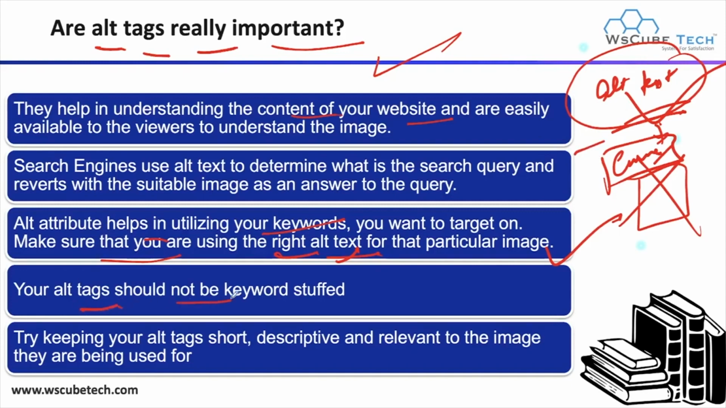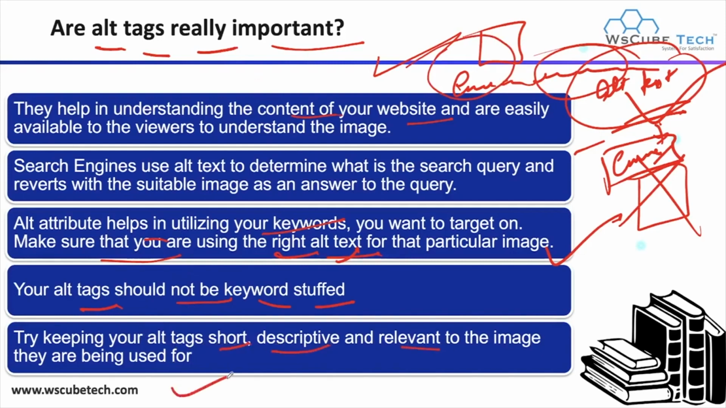Your alt text should not be keyword stuffed. Keyword stuffed means using your particular keyword multiple times. For any particular image, if you write e-commerce again and again, you are doing keyword stuffing just to rank your image. Try keeping your alt tag short, descriptive and relevant to the image they are being used for.